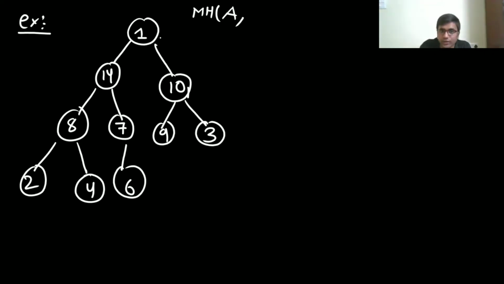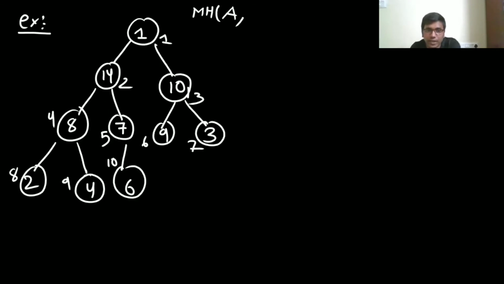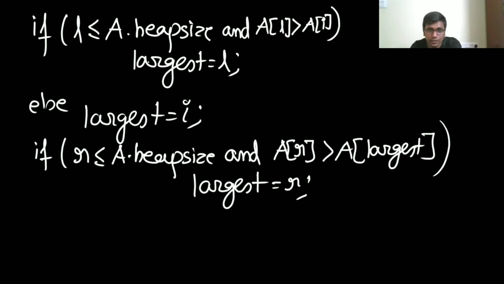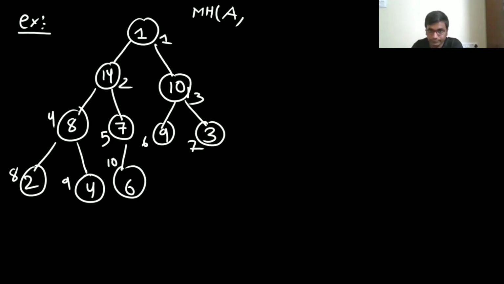The starting index is going to be 1, then 2, 3, 4, 5, 6, 7, then 8, 9, 10. Okay, this is the case. Now see here, it is applied only if the left subtree and right subtree are max-heaps. Yes, left subtree and right subtree are max-heaps. Now you call the maximum. Left L is going to be 2 into I, and right is going to be 2 into I plus 1, that is 3.